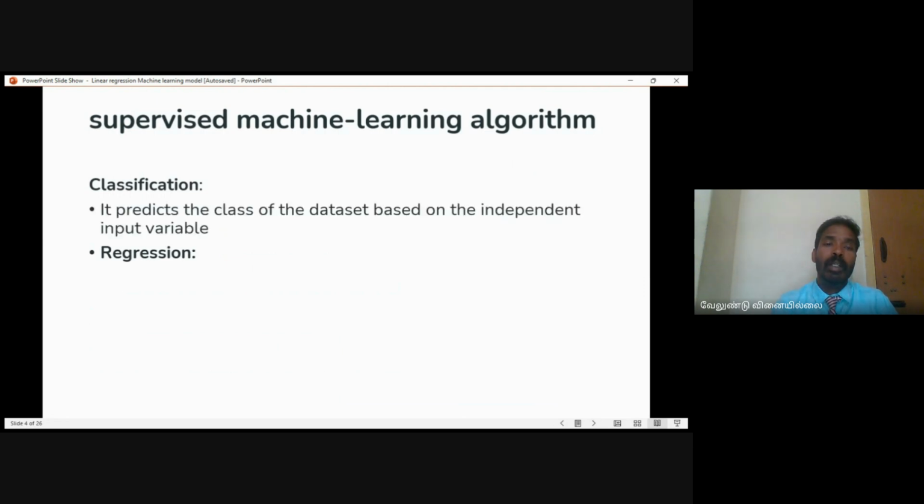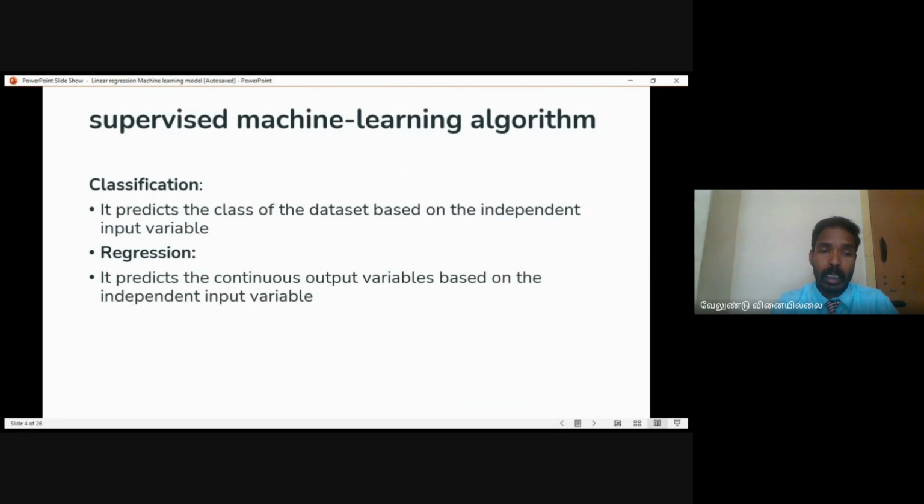Classification means predicting the class of the data set, that is the output, depending on the independent data, which is the input variable. But regression is finding the behavior of input and output in many ways. It may be linear, which means linear regression, or non-linear, which means non-linear regression. There are many types of regression available. It continuously checks the relationship between the independent input variable and the dependent output variable.